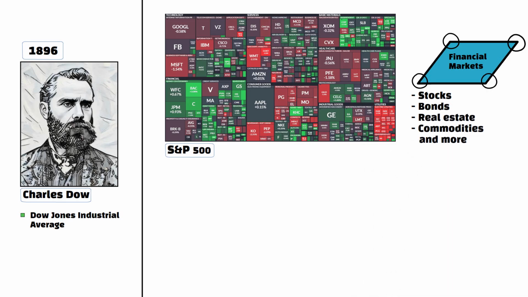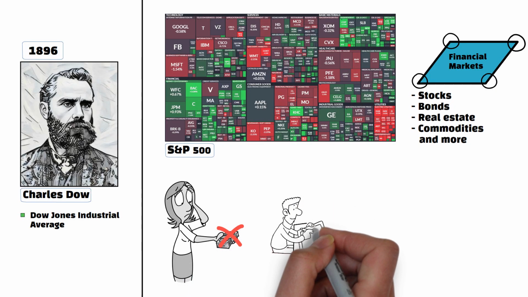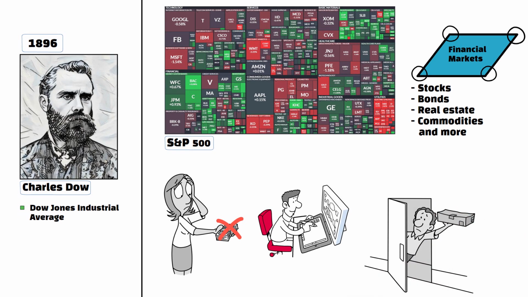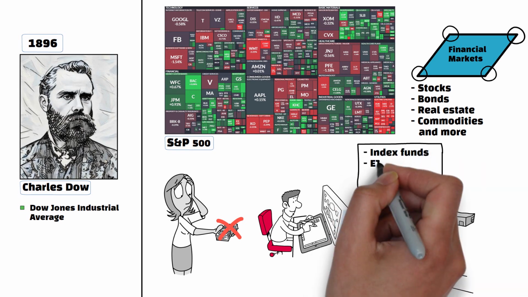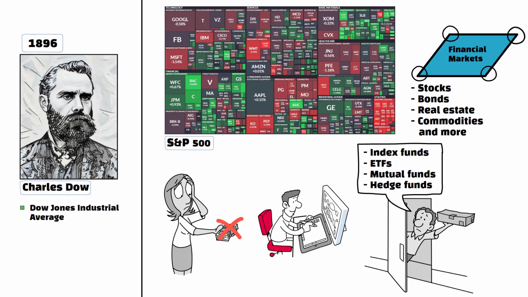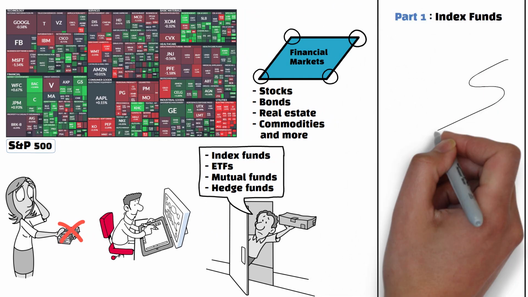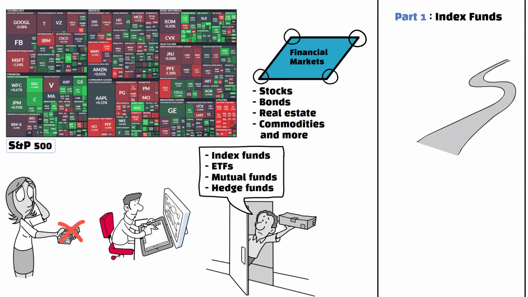Indexes themselves are not investable, as you cannot buy them directly. Instead, financial products were created to track indexes and give investors exposure to their performance. That's where index funds, exchange-traded funds, mutual funds, and hedge funds come in. Unlike an index, you can invest in an index fund, which is designed to follow the performance of an index. They hold the same securities as the index they track and in the same proportions.